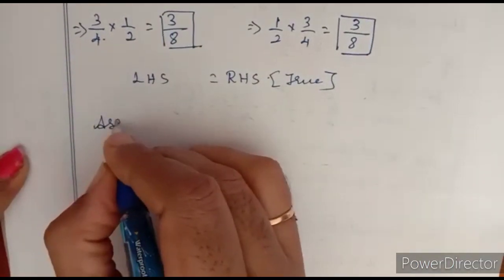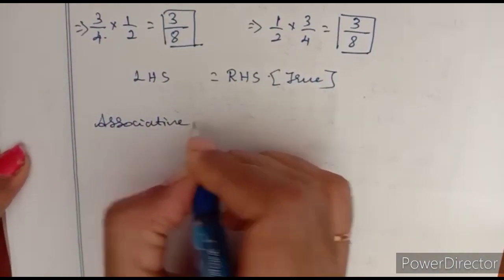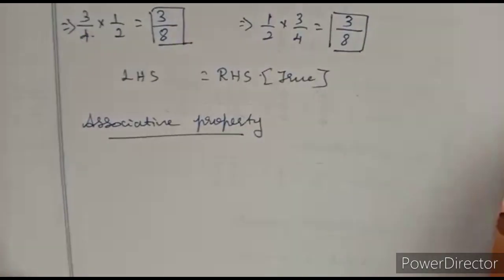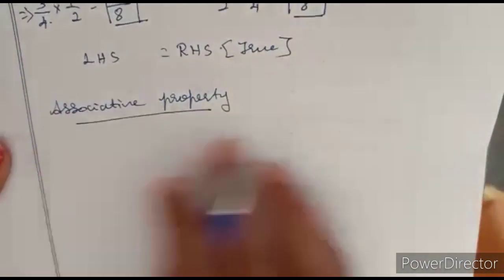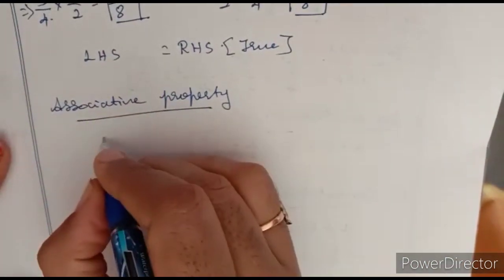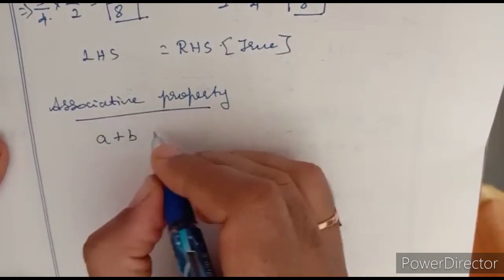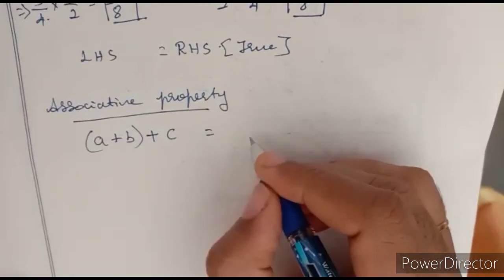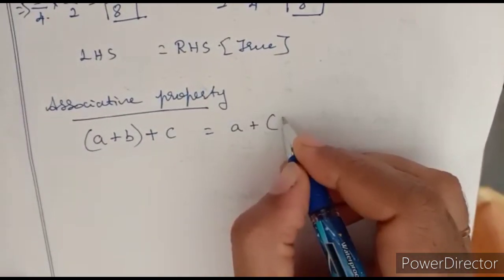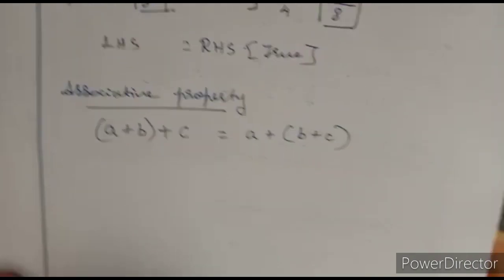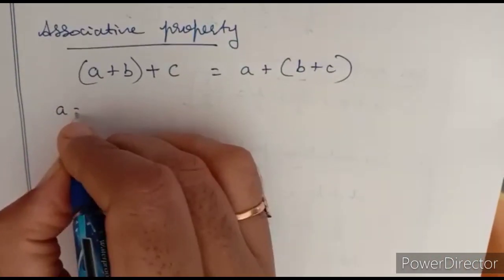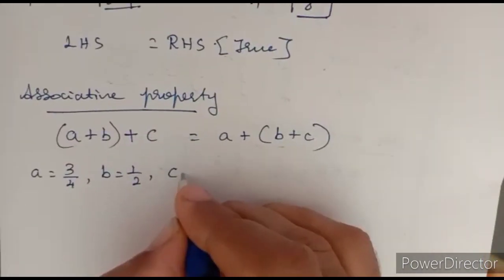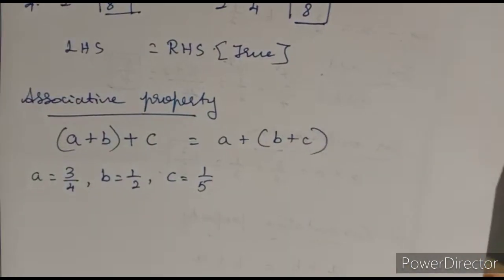Then for associative property. Associative property, you have to take 3 rational numbers. That is, for any 3 rational numbers, a plus b taken in the bracket plus c is equal to a plus the whole bracket b plus c. Now we have taken a value as 3 by 4 and b value is 1 by 2. C value is taken as 1 by 5.